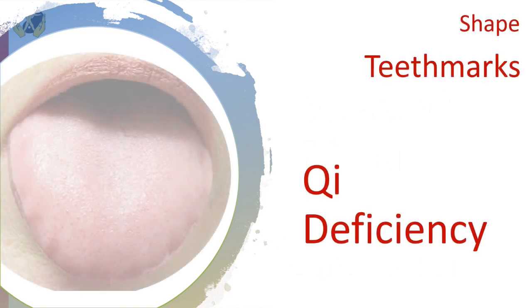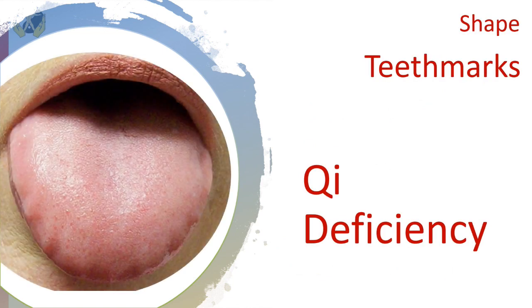Now let's take a look at the shapes that we see on the tongue. We'll start with teeth marks. We can see that the tongue is slightly swollen too. This leads to Qi deficiency. This leads us on to our third aspect of tongue diagnosis, moisture.